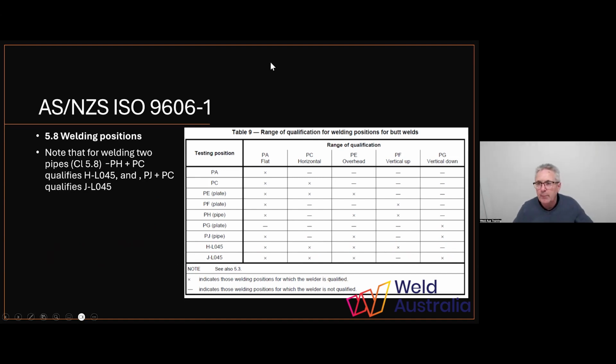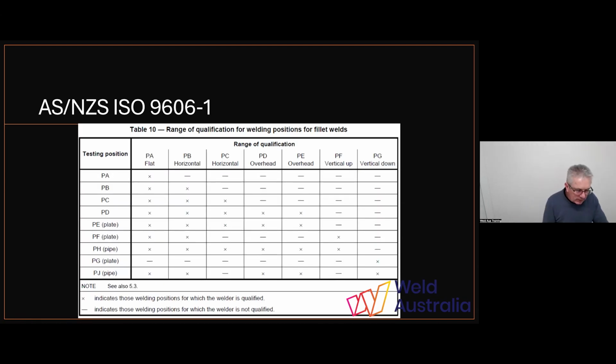Now, if we look at it from a fillet weld point of view, we've got a similar sort of nature here. If it's done in a PB position, which is our horizontal vertical, our 2F, naturally we're covered for that and that, but we're not covered for anything else. So it's just a matter of going through and verifying it and aligning it with these tables to see whether the range of qualification is matching up to what the tables are telling us. Okay, so that's your fillet welds.